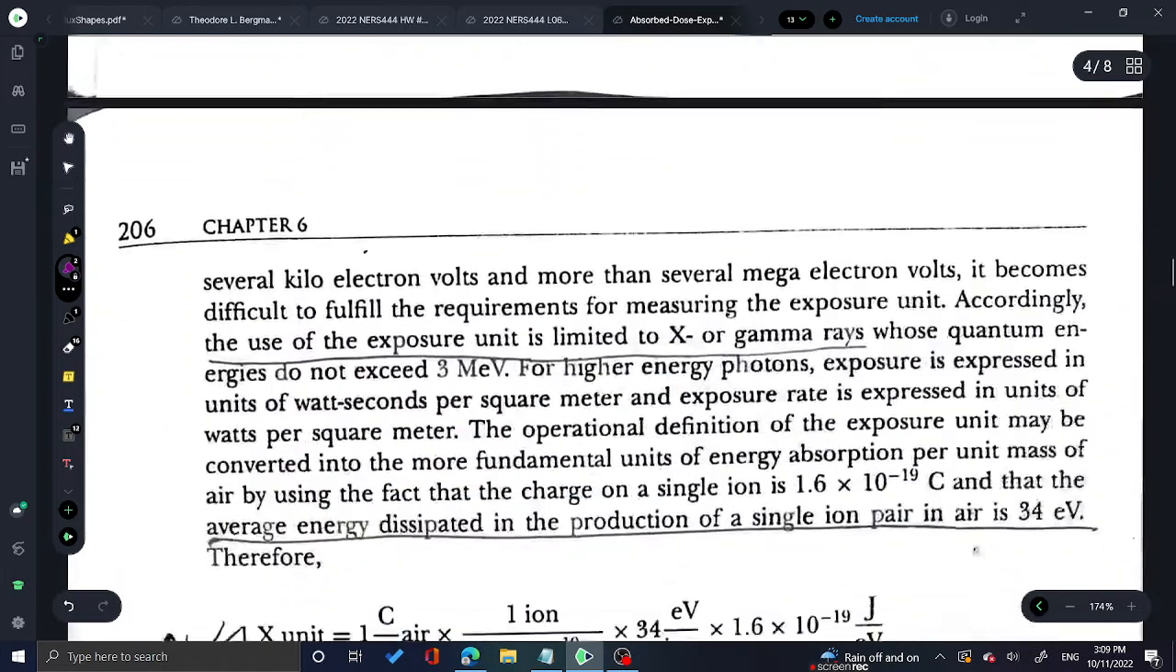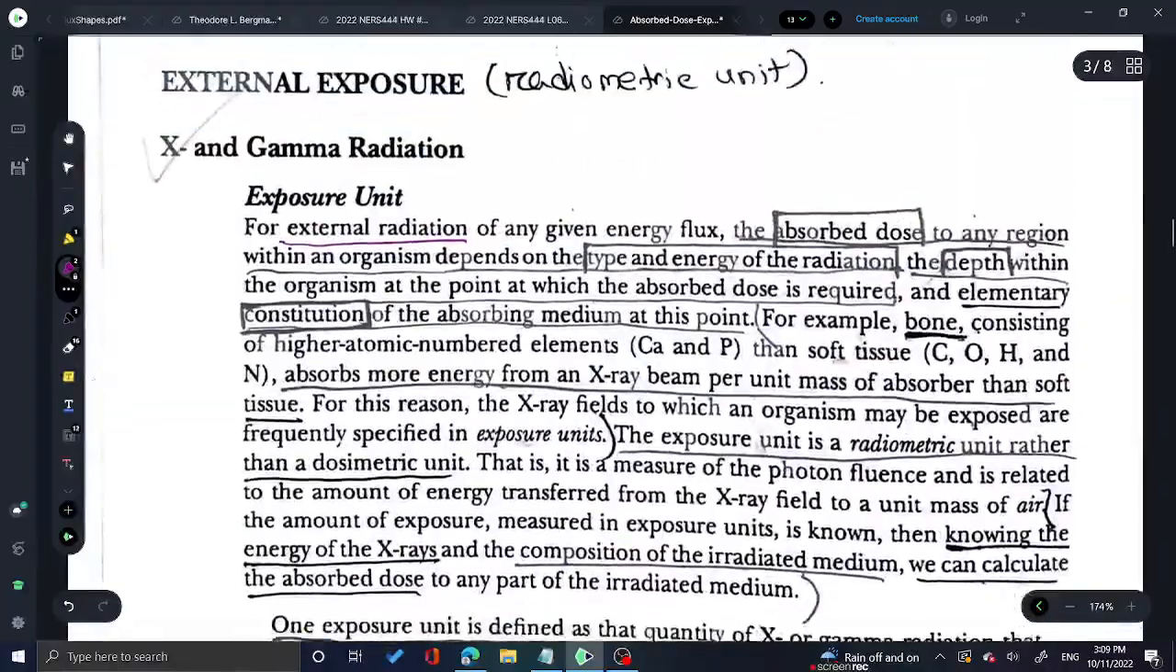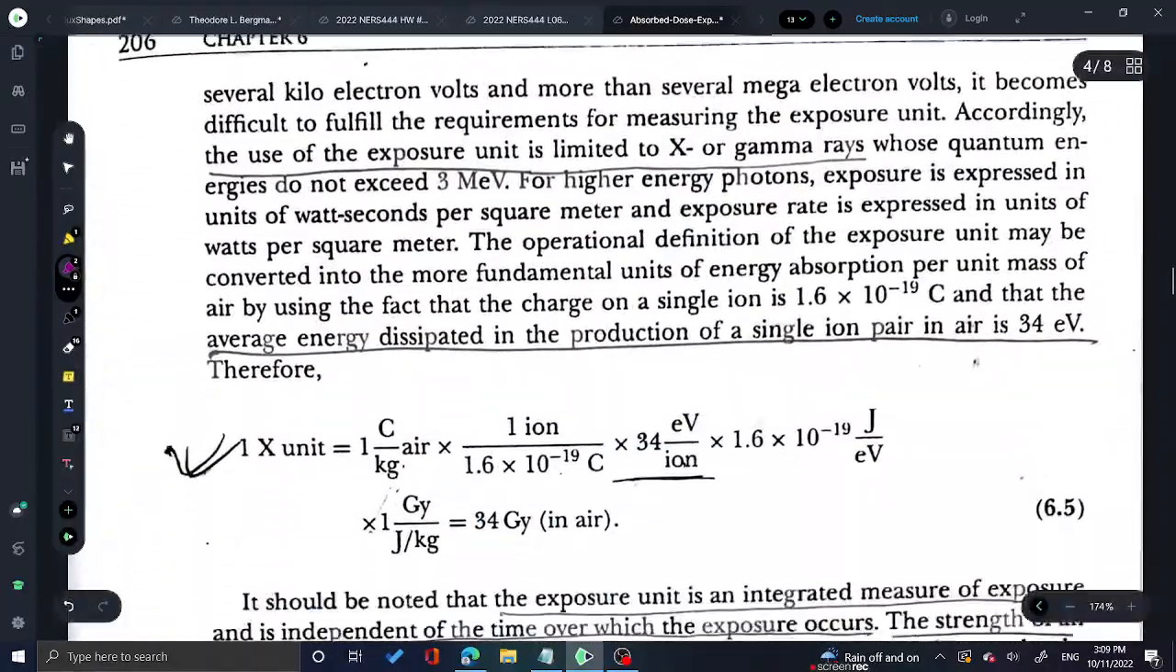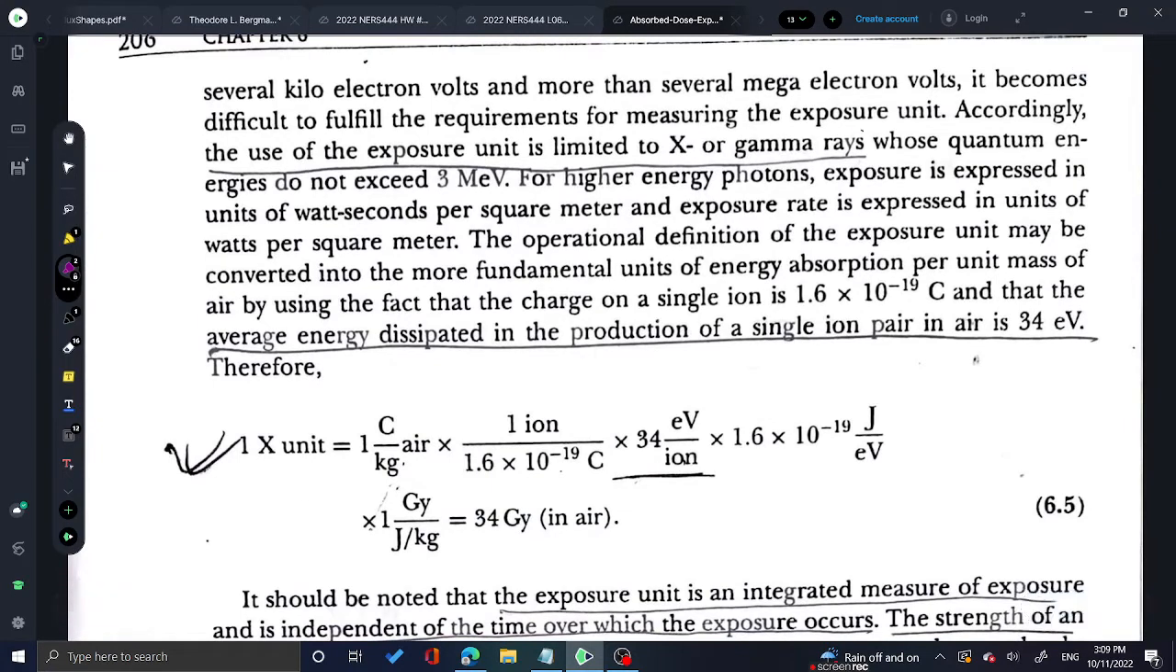Okay, this was the first unit for radiation exposure, and this is basically used in terms of x-rays or gamma rays. So x-ray or gamma ray তে exposed করলে we use this unit. Also আরেকটা factor হচ্ছে ওই x-ray আর gamma ray, the quantum energy of those things cannot exceed 3 MeV, ঠিক আছে?